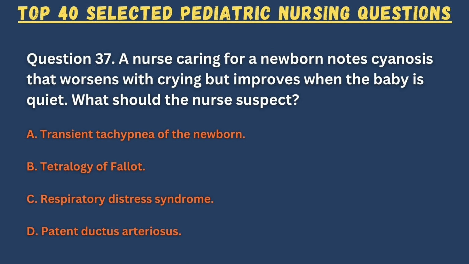Question 37. A nurse caring for a newborn notes cyanosis that worsens with crying but improves when the baby is quiet. What should the nurse suspect? A. Transient tachypnea of the newborn. B. Tetralogy of Fallot. C. Respiratory distress syndrome. D. Patent ductus arteriosus.